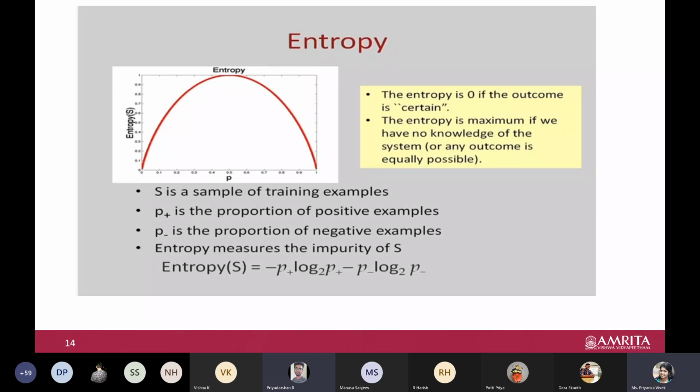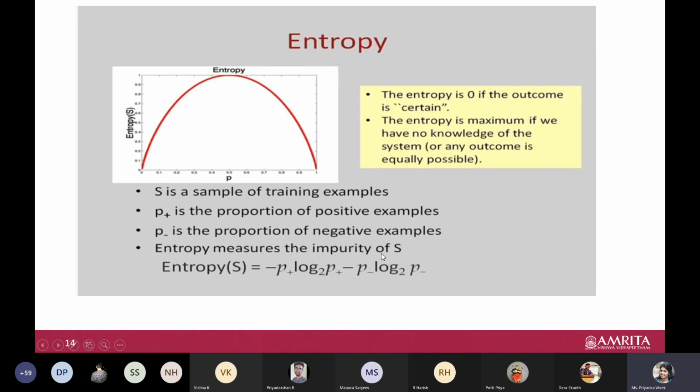Yes, ma'am. First part is how many positive? So 29 positive, right? 29 by 64. That is the proportion. And log to the base 2, since there are 2 classes. So 29 by 64. You have a minus in front, you should not forget.